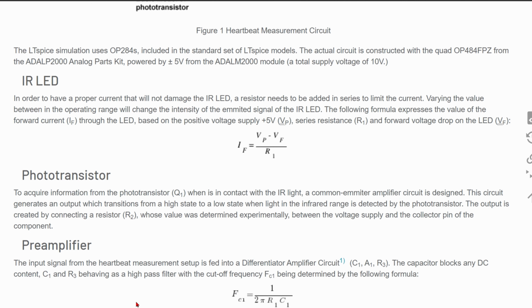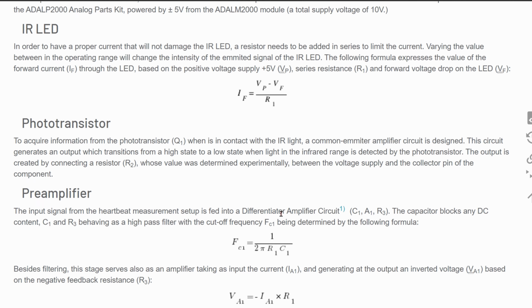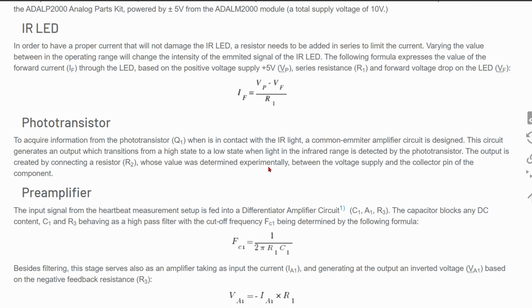So to acquire information from the phototransistor when it is in contact with the infrared light, a common emitter amplifier circuit is designed. The circuit generates an output which transitions from a high state to a low state when light in the infrared range is detected by the phototransistor. The output is created by connecting a resistor, R2, whose value is determined experimentally, between the voltage supply and the collector pin of our component.